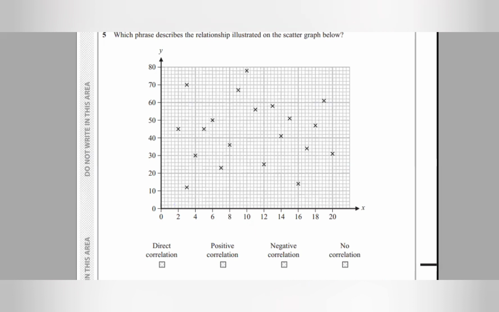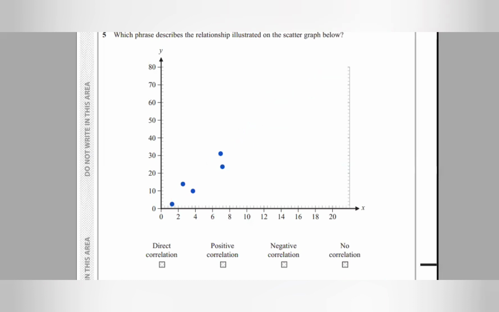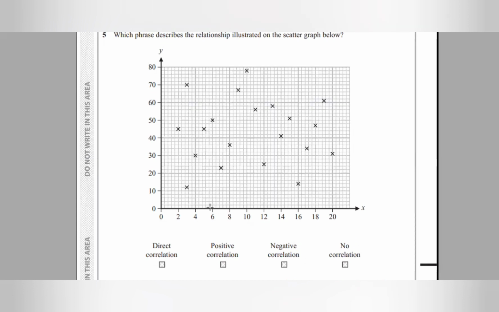And if they are going down, forming together like this, we call this negative correlation, in which the best fit line will be over here, for example. So positive correlation means they are going up, negative means it's going down. Direct correlation is not related to the scatter graph. No correlation means they are everywhere like this one, scattered around the graph, so there's no correlation between them.